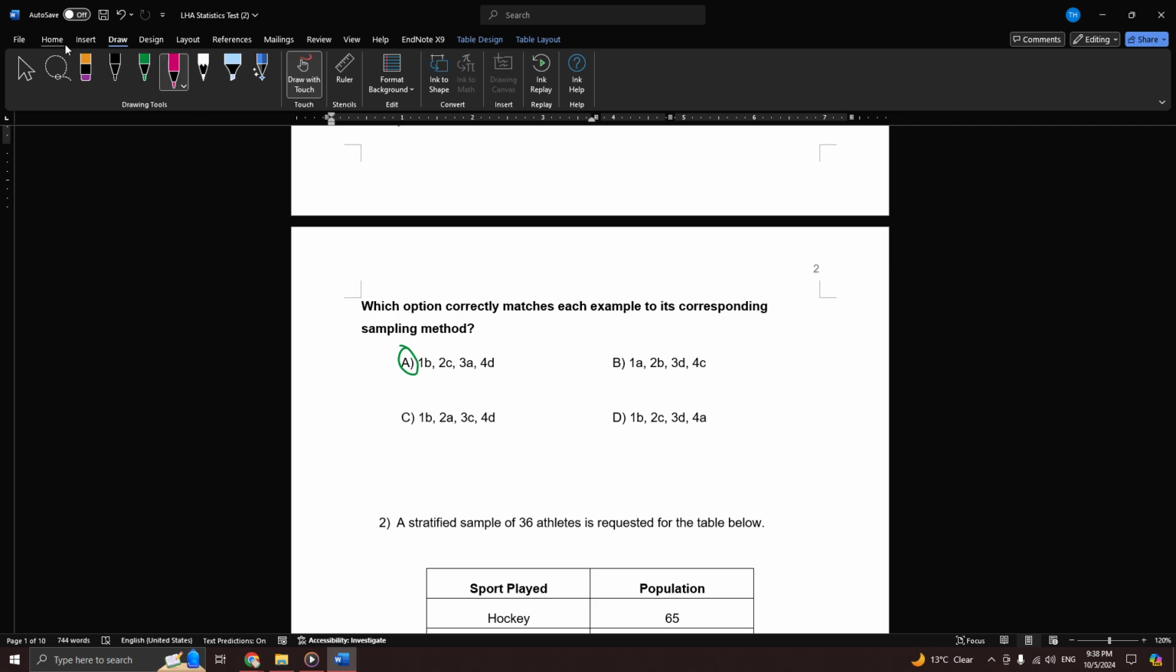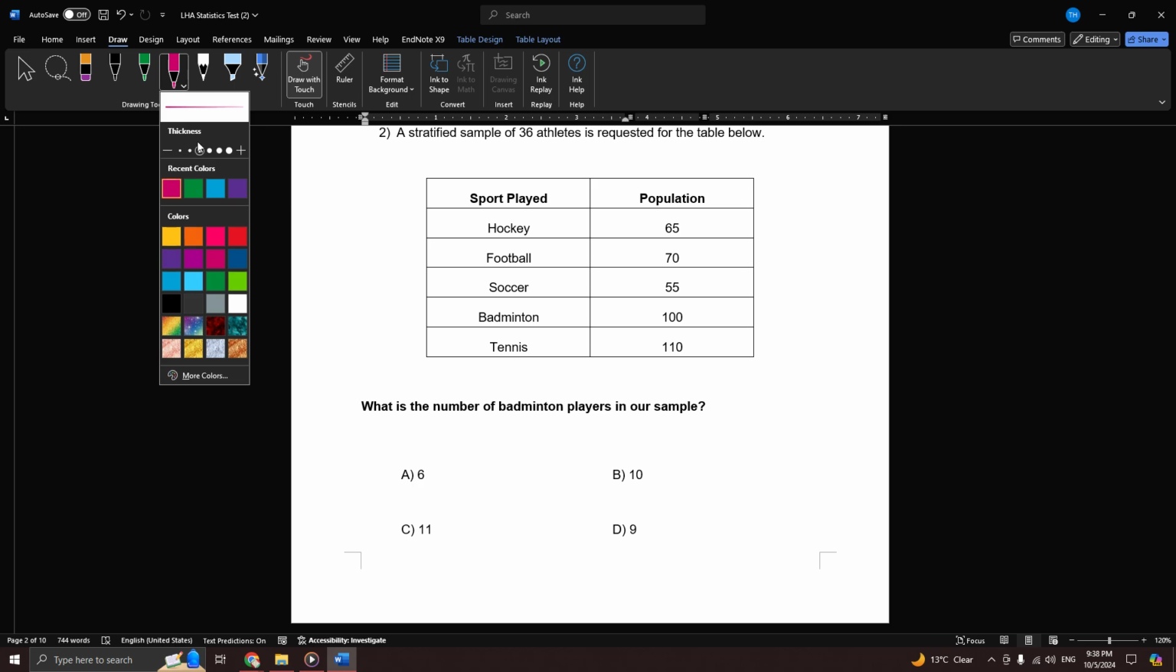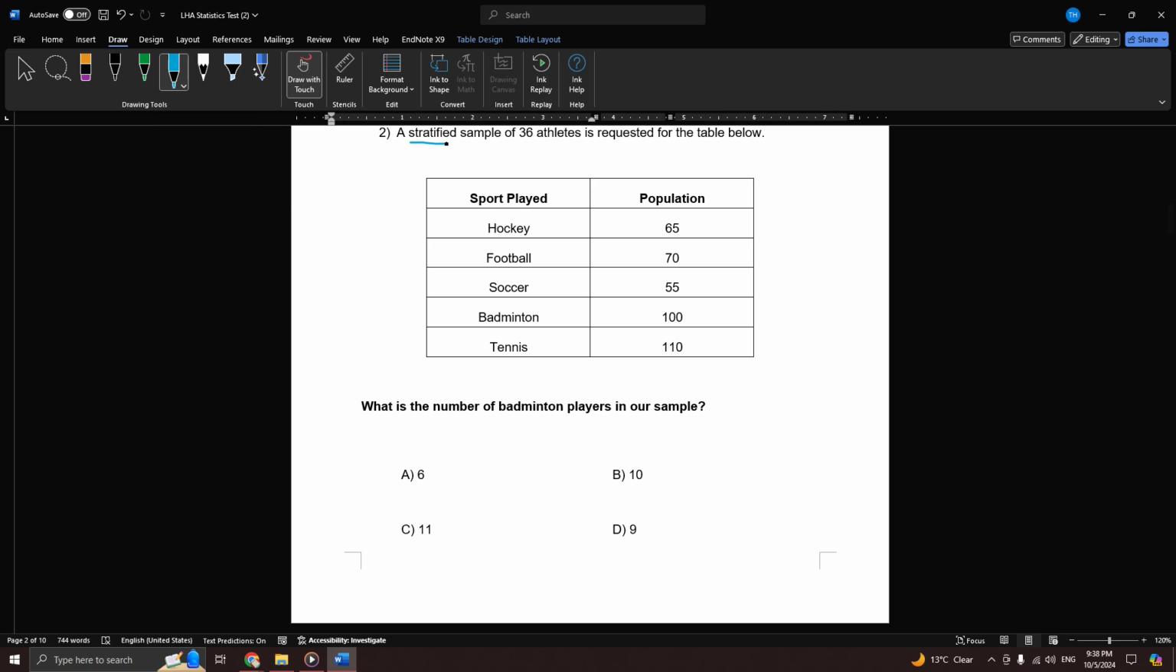Now, question 2. A stratified sample of 36 athletes is requested for the table below. So we're given some sports, we're given the number of athletes that play each sport, and we want to know what is the number of badminton players in our sample. So this is going to be a stratified sample question. Our sample size is 36, okay? And the strata that we're interested in is the badminton players. That's going to be this row right here.